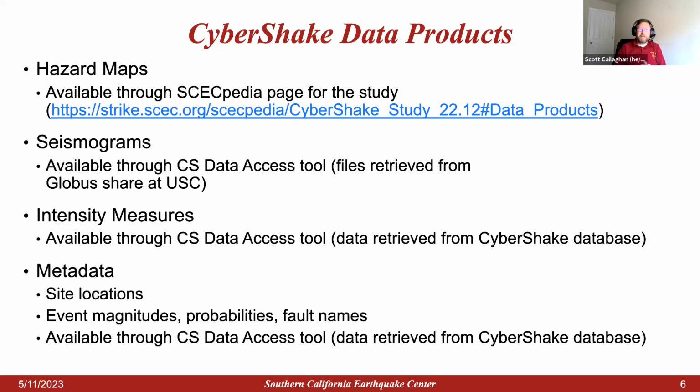Seismograms are a data product available through the CyberShake Data Access tool. I'll be showing you how to get those in a couple of minutes. Intensity measures are also available through this tool. Obviously the seismograms and intensity measures are only useful if you know what you're looking at, so metadata is also an important component when it comes to retrieving this data. We have metadata such as: what site was this seismogram from? What are the coordinates of the site? The seismogram was produced from what events? What was the name of the fault surface? What are the extents of the fault surface?